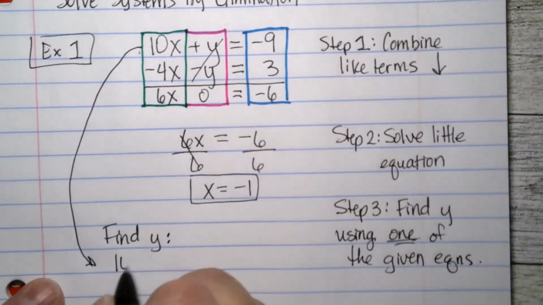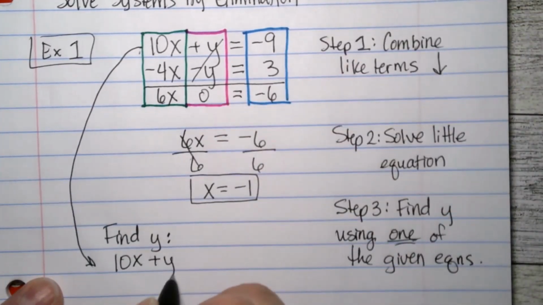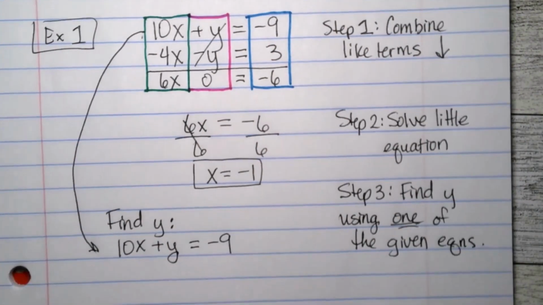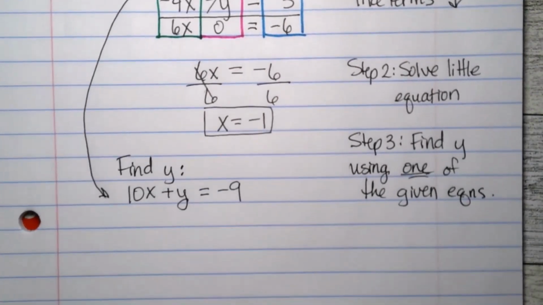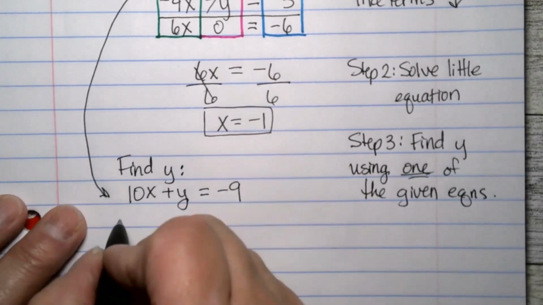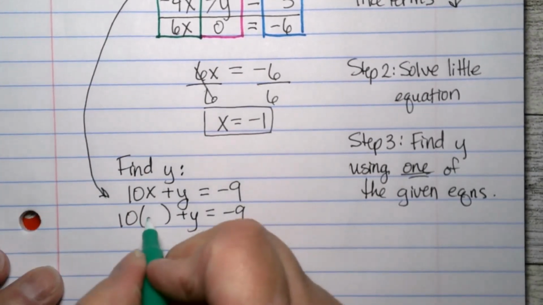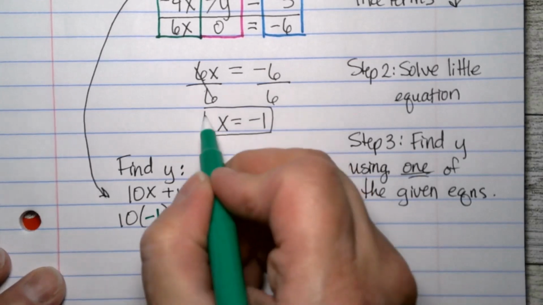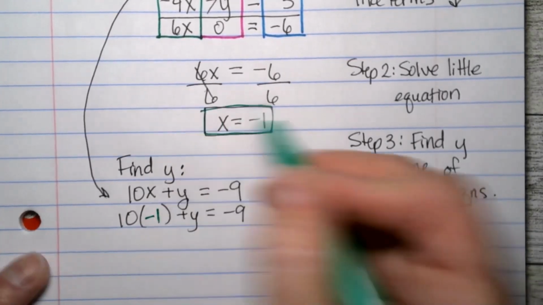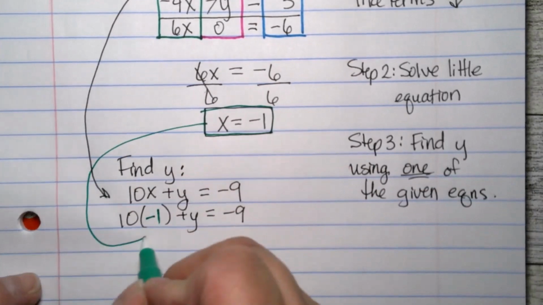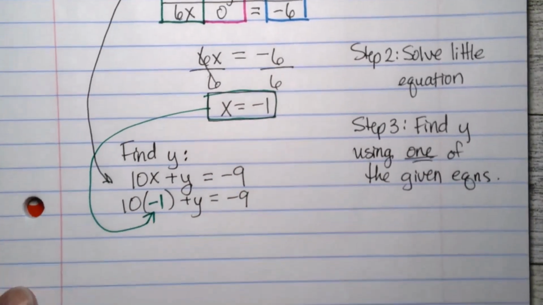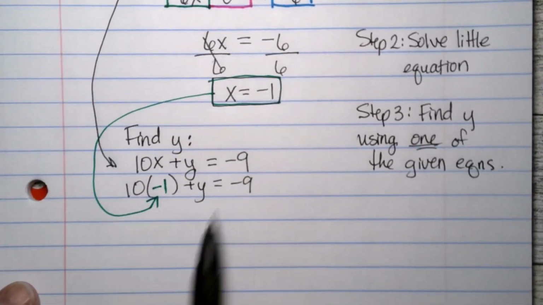10x plus y equals -9. Now the thing is I already know what the x is, so I'm going to be putting the x right there in a second. The x is -1. If there's any question about where that came from, I'm not making it up. We just solved for it. I'm just substituting it in right there. Then from here, we just simplify this thing and solve for y.